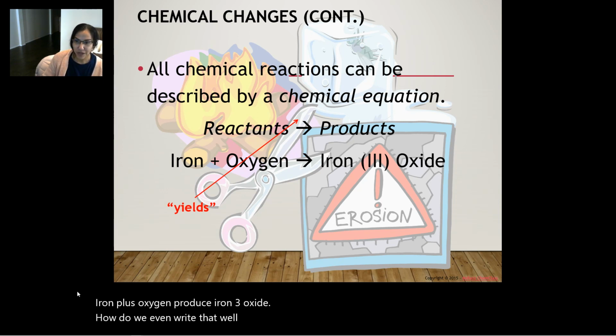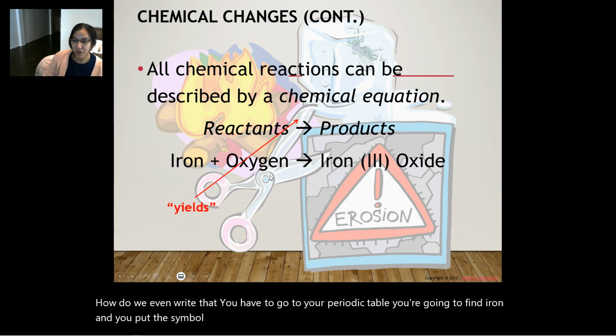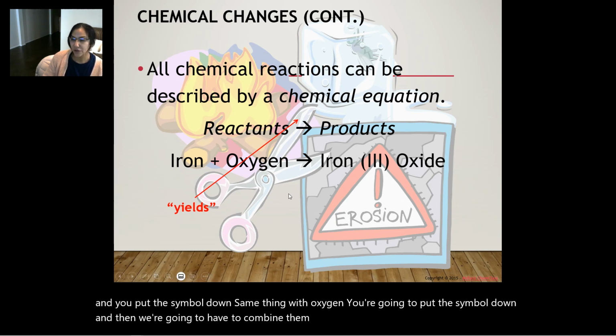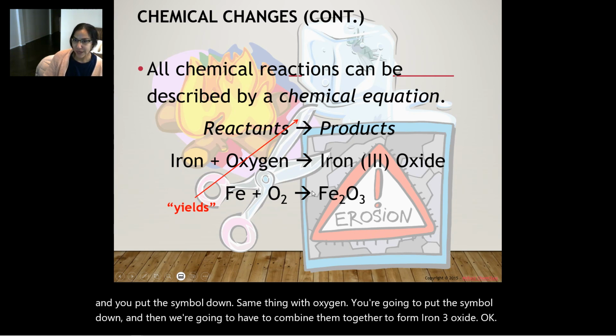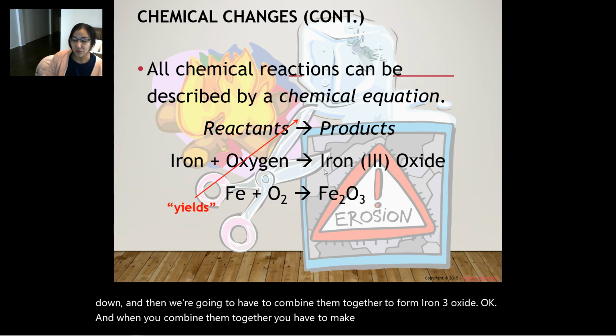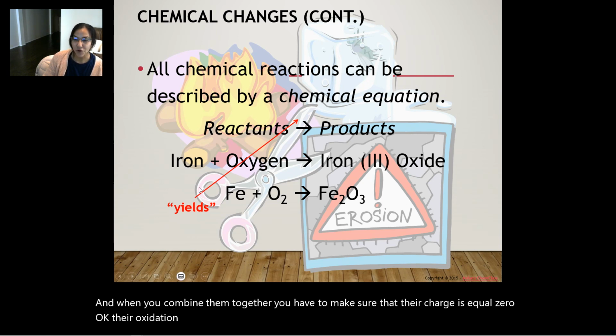Well, you have to go to your periodic table. You're going to find iron and put the symbol down. Same thing with oxygen. You're going to put the symbol down. And then we're going to have to combine them together to form iron 3 oxide. And when you combine them together, you have to make sure that their charges equal 0. Okay, their oxidation states. And we're going to get further into that in our upcoming chapter.